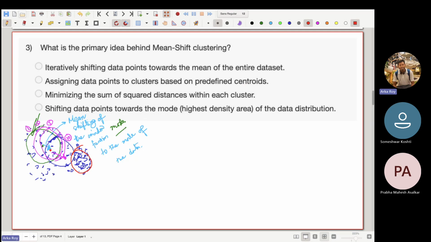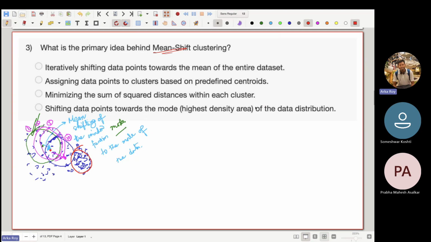Then minimizing the sum of squared distance within each cluster. This is also incorrect because in the case of mean shift clustering, the prior target is basically to shift the mean in some sort. Minimizing the sum of the squared distance will not do anything in this particular case. So therefore, it is also an incorrect option. The last option states shifting data points towards the mode of the data distribution.